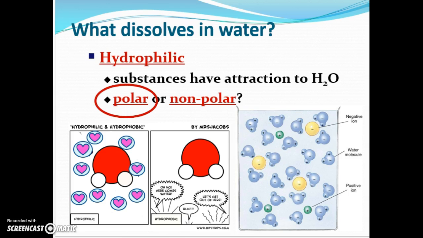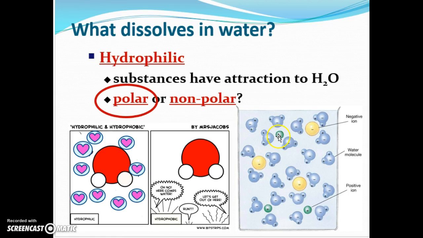So these substances are again polar, which is what allows the water molecules to surround them. You can see in this lower picture here on the right, the yellow molecules are the solute, water is the solvent, and the positive end of water is attracted to the negative charge of this solute. So this solute is hydrophilic, and it's polar. It has a negative charge.